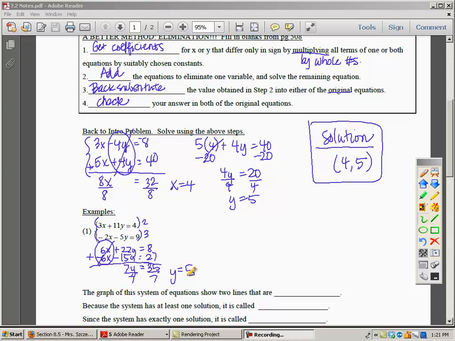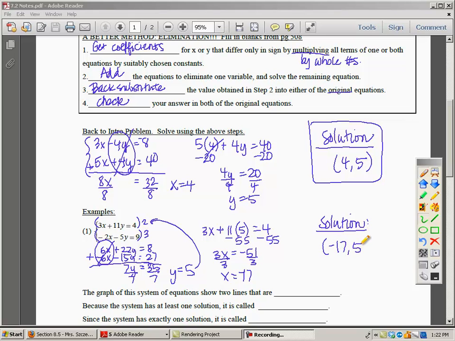All right, let's plug it into one of our originals. I'm going to plug it into the top one. So 3x plus 11 times 5 has to equal 4. If I subtract 55, 3x equals negative 51. And if I divide by 3, x is negative 17. What that tells me is my solution is the point, and be careful because we did them in opposite order, negative 17, positive 5.